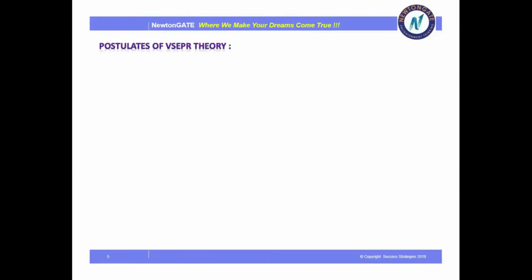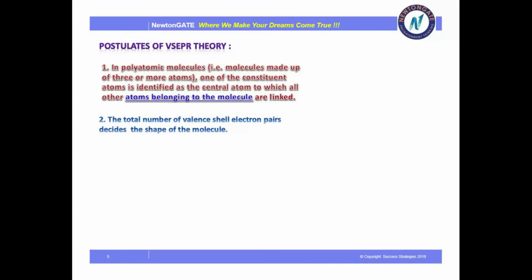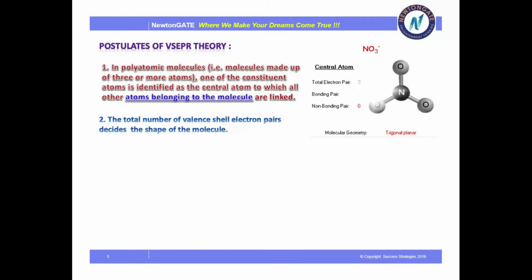Okay. Next, come to the point, postulates. What are the postulates of VSEPR theory? First, in any polyatomic molecule, that is a molecule made up of three or more atoms, one of the constituent atoms is identified as the central atom, to which all other atoms belonging to the molecule are linked. Here in the NO3- molecule, you can see one constituent, that is N, which is identified as the central atom. And other atoms, that is 3 oxygen atoms, are linked to this central atom N.